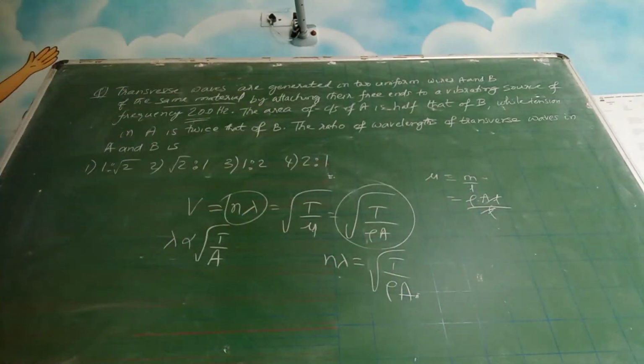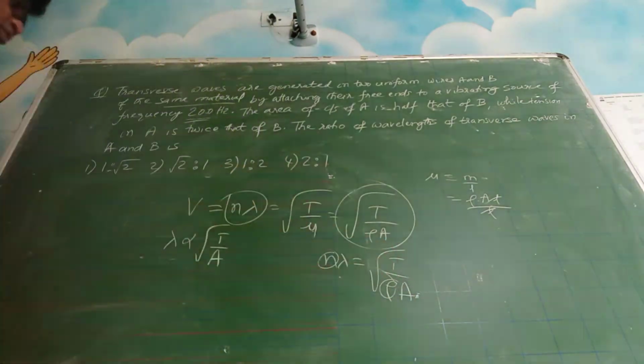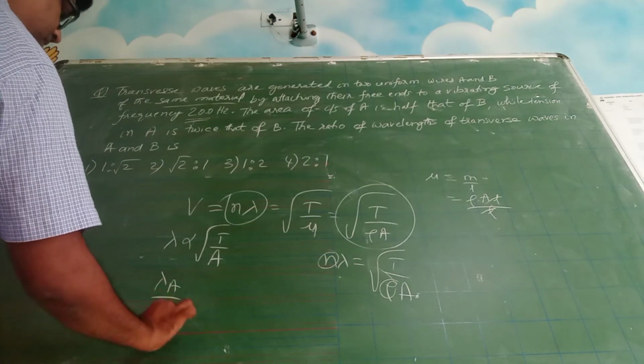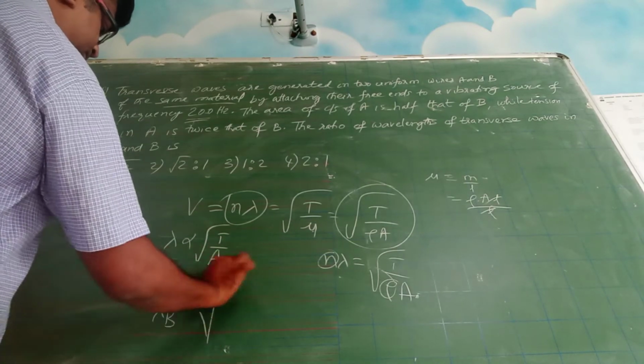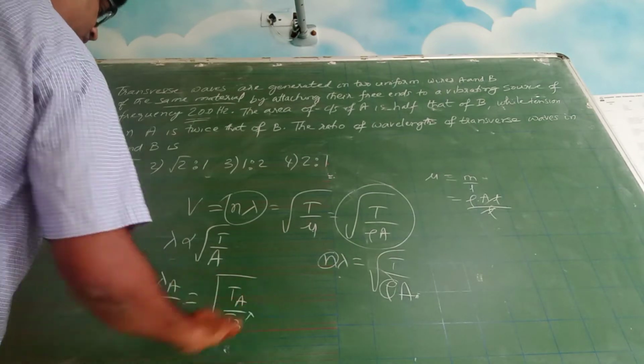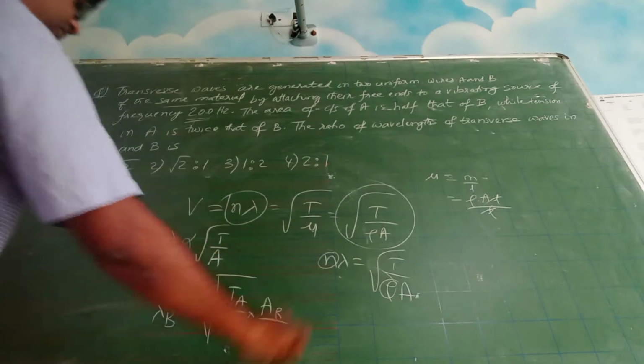See, when two things are compared, you should always see the proportionality. Here N is same, here rho is same. So lambda will be proportional to root T upon A. So we can write lambda A by lambda B is equal to root of TA divided by TB into area of B by area of A.